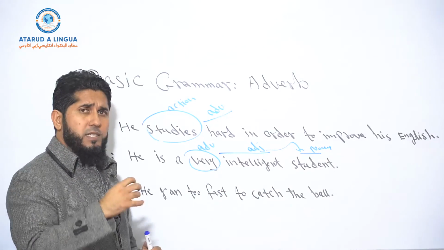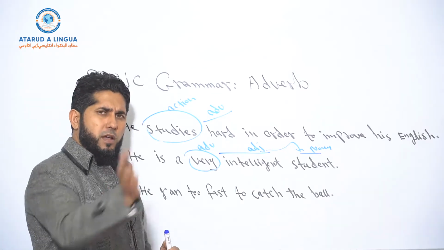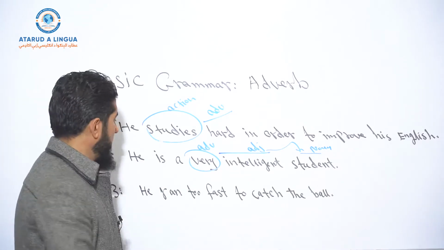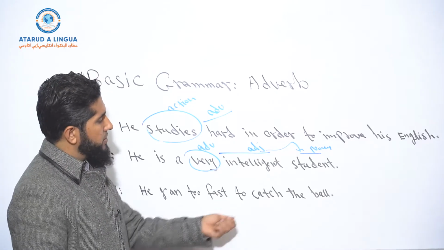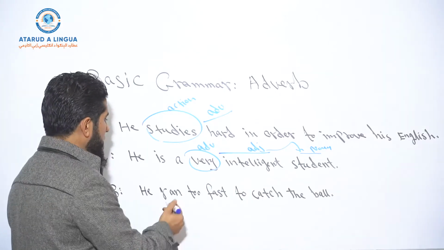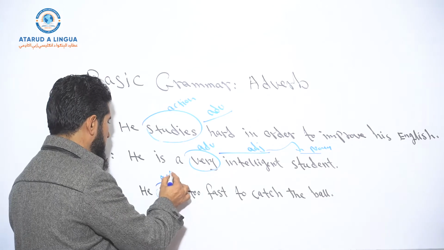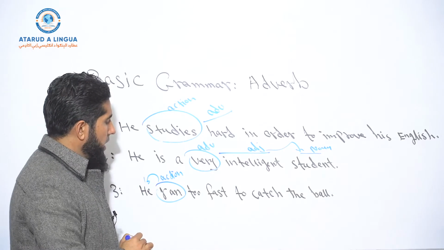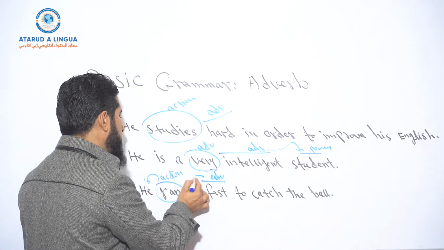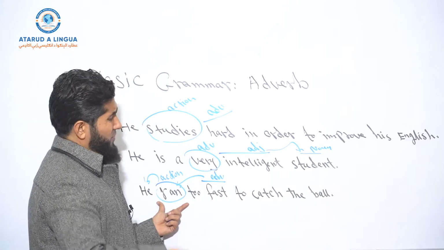And finally, as I said in its definition, it can also modify another adverb. An adverb can modify another adverb as well. So, he ran too fast to catch the ball. So here, ran, this is an action. It's a verb which shows the action of the subject. And now fast is an adverb. Why? Because it describes this action. I mean, he ran fast to catch the ball.